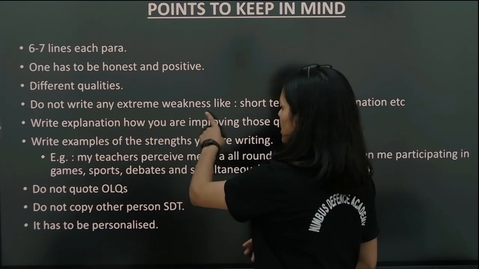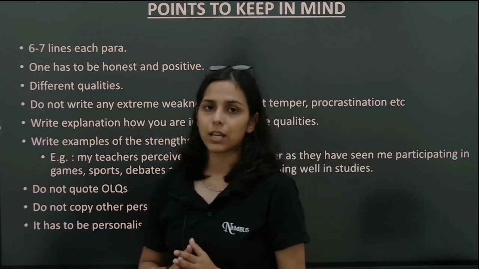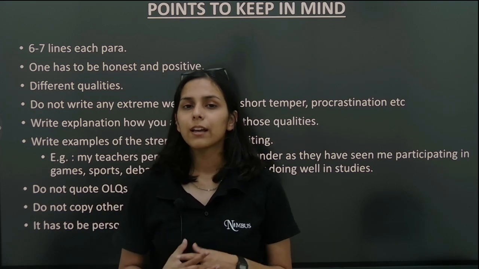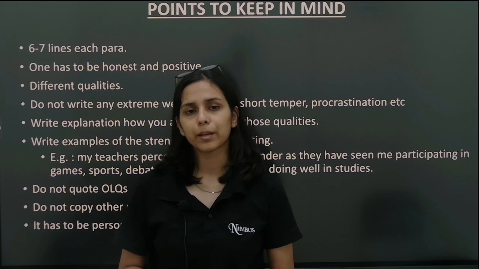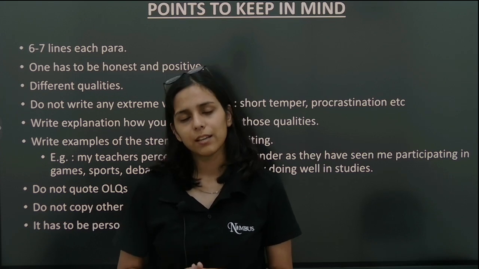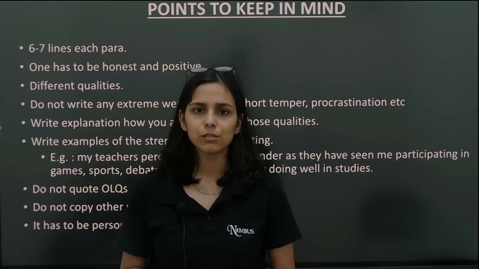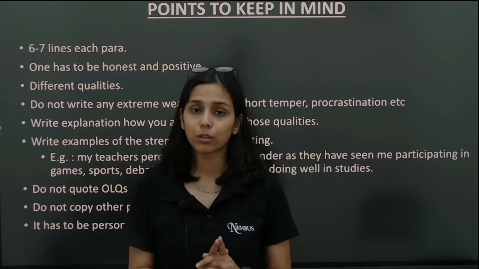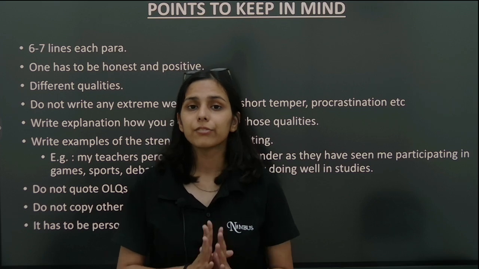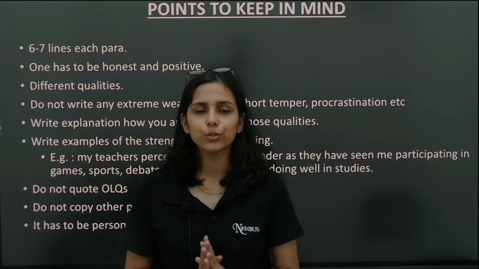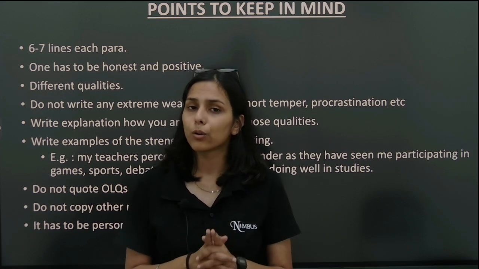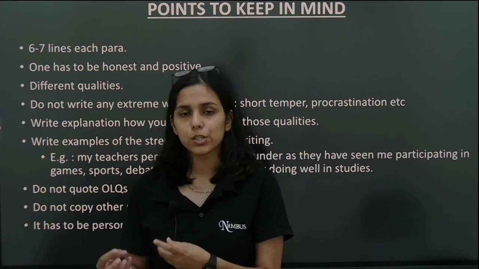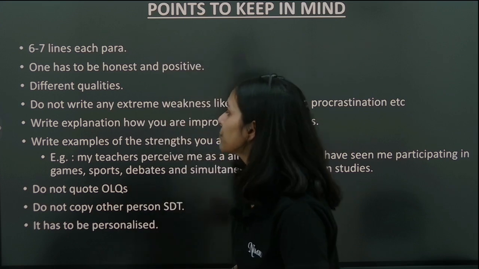Do not write any extreme weaknesses like short temper and procrastination. Please understand the kind of profession that you are aspiring for. It is not a place where short temperament or procrastination is considered to be a human's virtue. So according to the profession, you have to be very mindful about what weaknesses you are writing, and if it has any effect or not. You have to use some weaknesses which are mediocre and which you can work upon. It's not an extreme weakness, right?